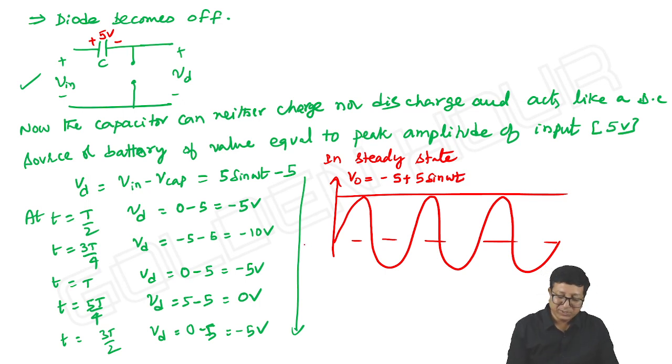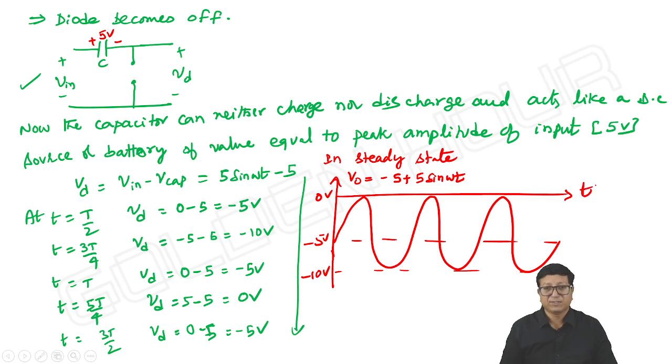We can write the output equation to be like this. Here, all positive peaks are shifted to the ground level. Negative peaks are shifted to minus 10 volts. That's it. This is how we can take the steady state output of a negative clamper.